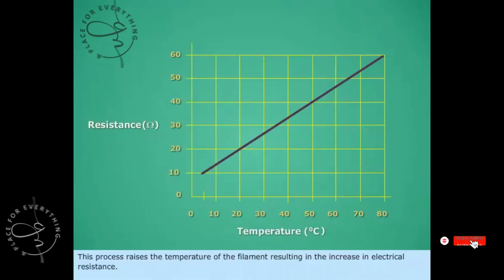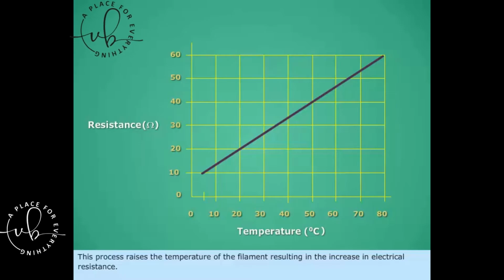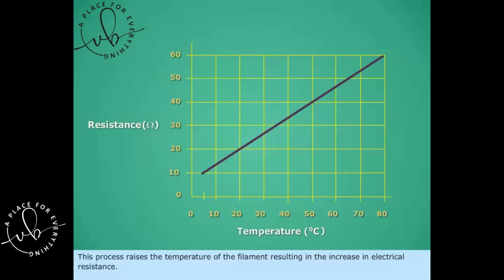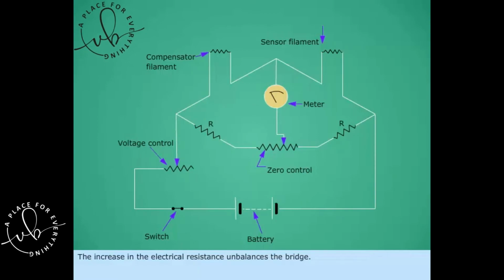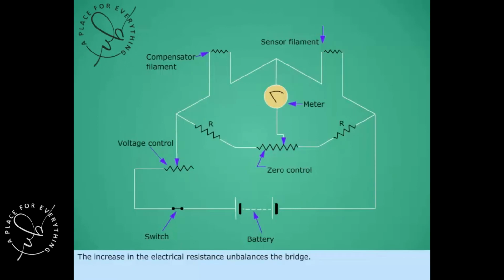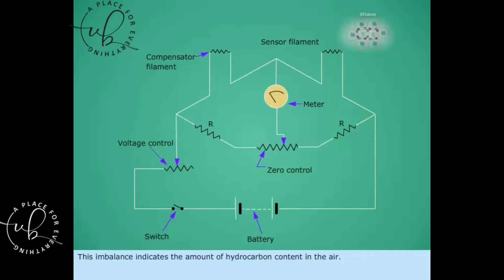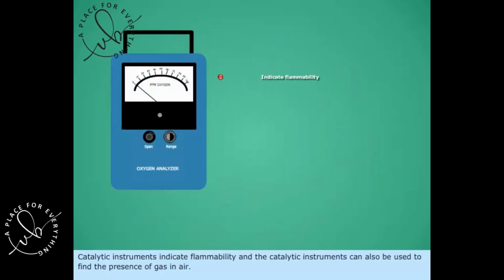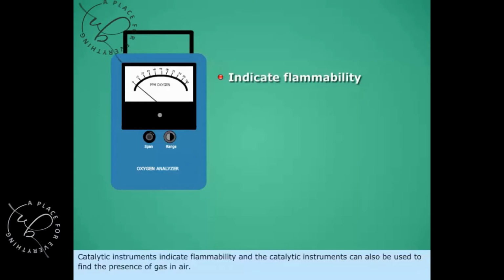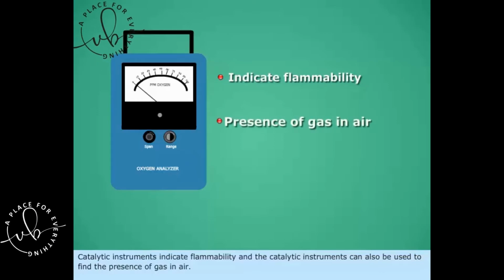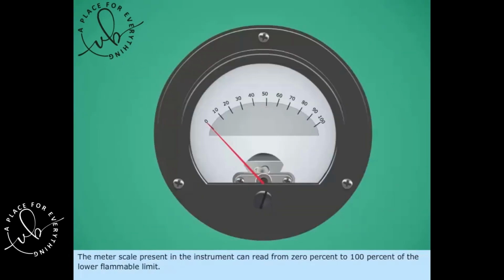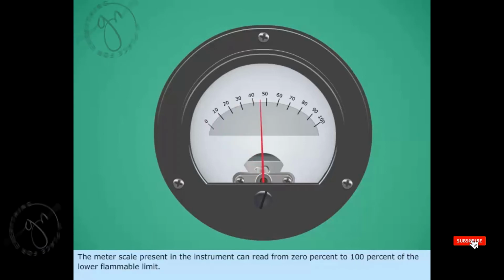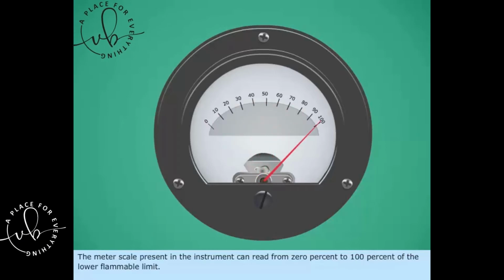This process raises the temperature of the filament, resulting in an increase in electrical resistance. The increase in the electrical resistance unbalances the bridge. This imbalance indicates the amount of hydrocarbon content in the air. Catalytic instruments indicate flammability, and they can also be used to find the presence of gas in air. The meter scale present in the instrument can read from 0% to 100% of the lower flammable limit.